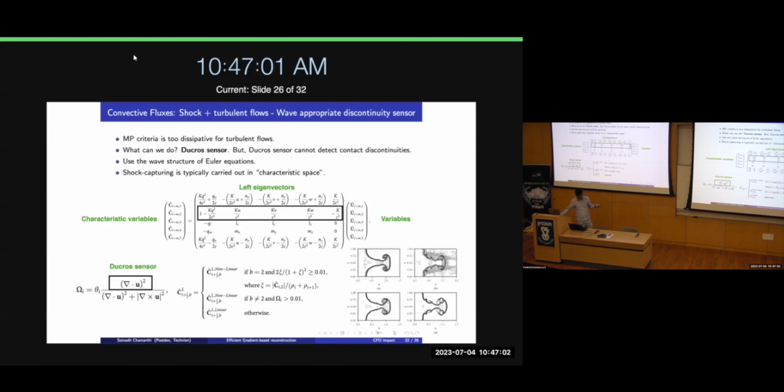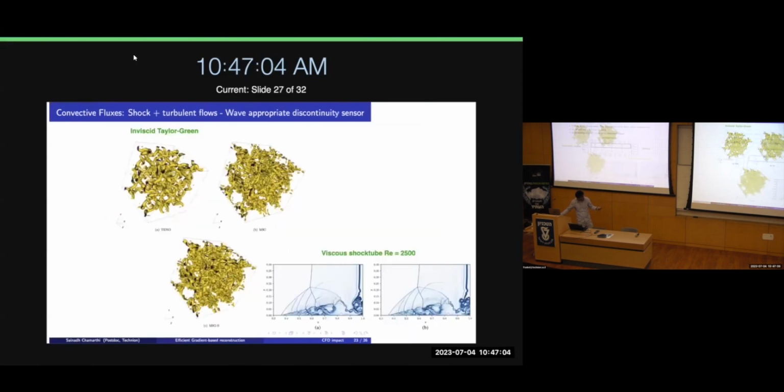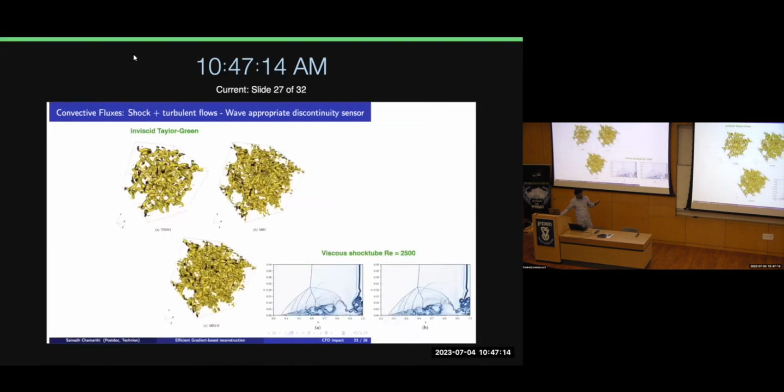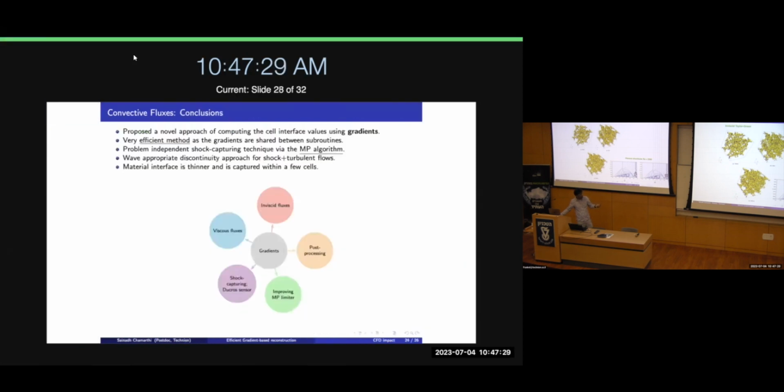Then we are able to capture even the contact discontinuity, and we can still do the turbulent flow simulations. This is for the inviscid Taylor-Green vortex. Again, the TENO scheme is not able to capture the small scale structures, but the selective sensor is able to capture all these waves, which is much better than the MP scheme. And this holds even for higher Reynolds numbers, like Re of 2500.